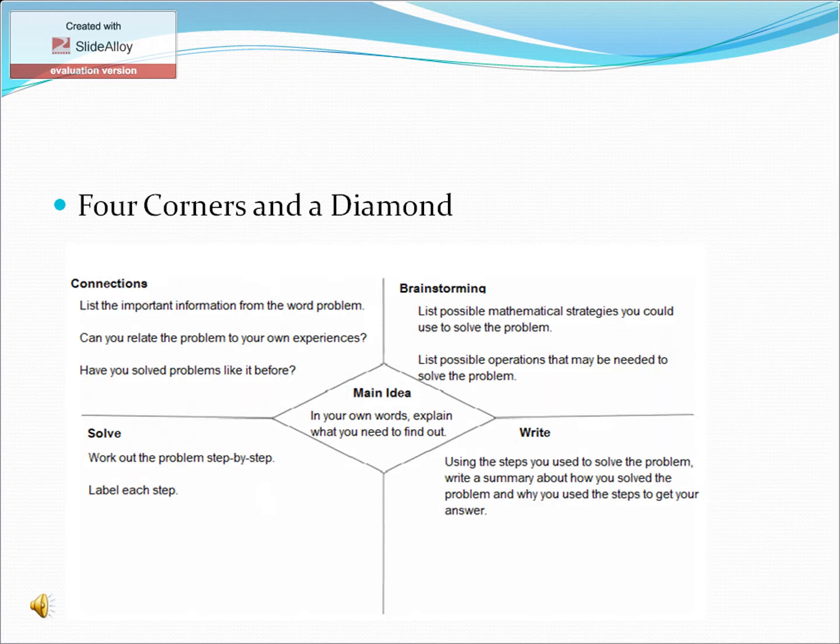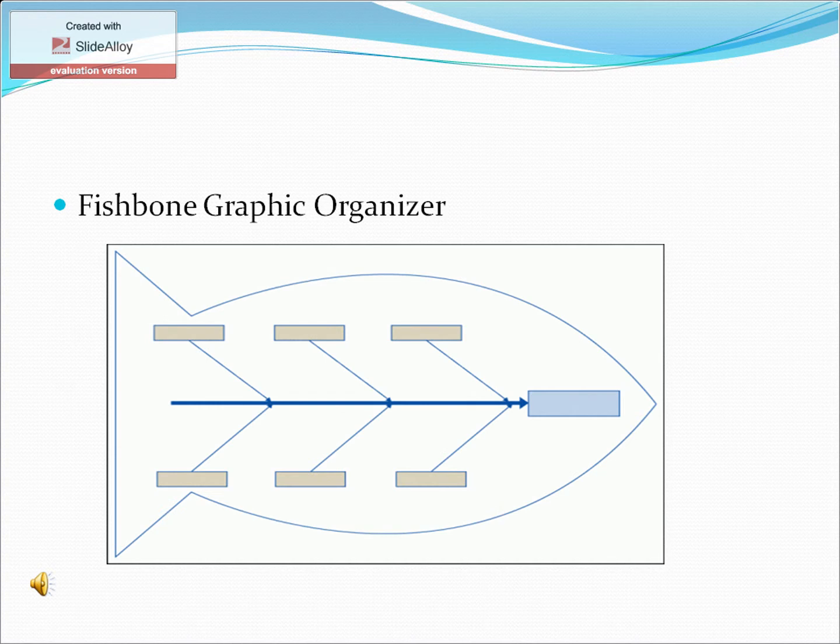This graphic organizer, called the Four Corners and a Diamond, will be used during math instruction to help students understand and process information in a word problem so that they can better solve the problem given. This is the Fishbone graphic organizer. It will be used with nonfiction texts as well as science and social studies curriculum because it's a great way to sort main idea and supporting details of the text given.